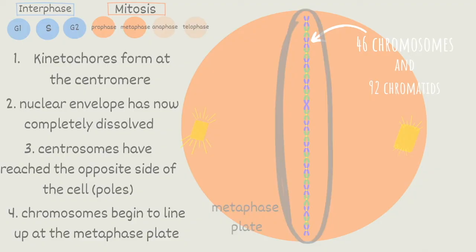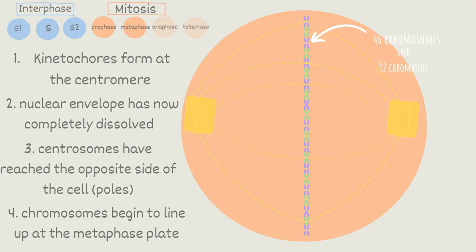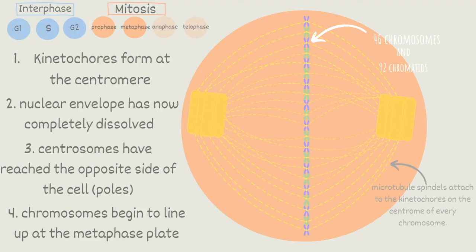And along with those chromosomes lining up, at the same time, the microtubule spindles will attach to the kinetochores on the centromere of every single chromosome. So basically, the centrosomes have these long arms called microtubules, and they will reach out and connect with each kinetochore at the centromere of every single chromosome. Each chromosome should have a microtubule attached to it from each of the centrosomes. So basically, there's a microtubule attached to each of the sister chromatids.